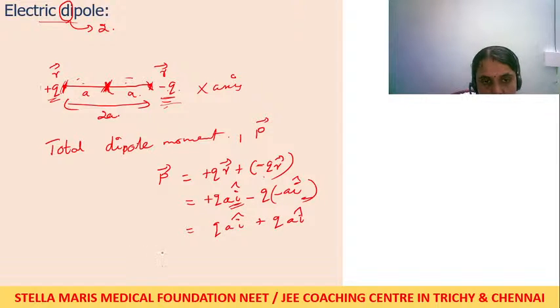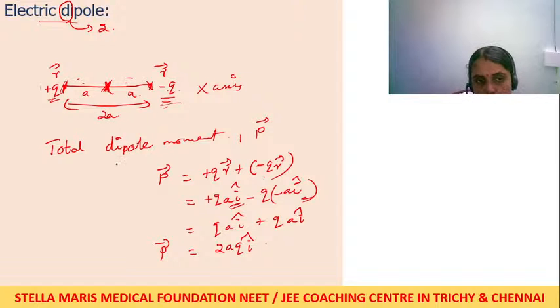I cap. So P vector will be equal to 2aq I cap. Okay, so listen Pooja, I will repeat it once again. Here we know that an electric dipole is nothing but equal and opposite point charges separated by a certain distance. From the center till this plus q we have taken the distance a, and at the same time from the center to the minus q also a. So the total distance is 2a.